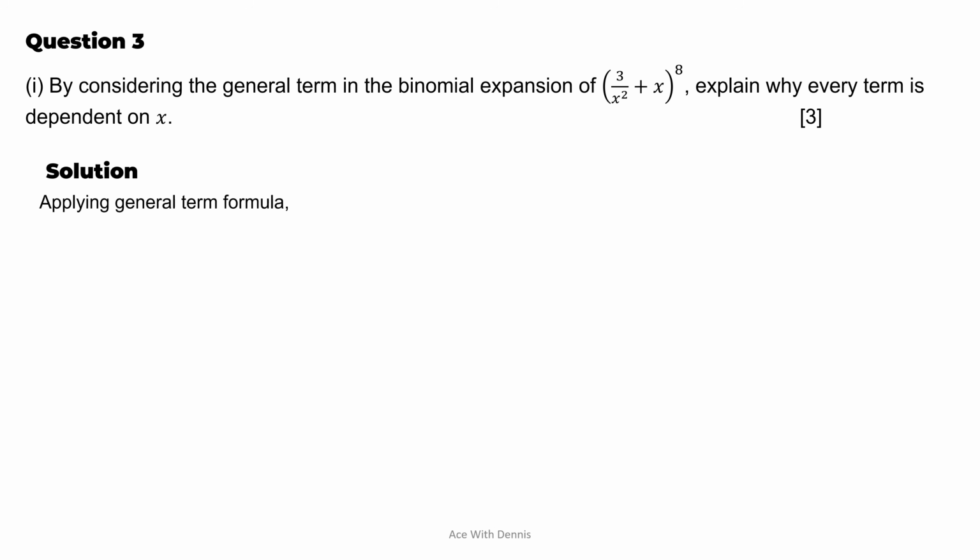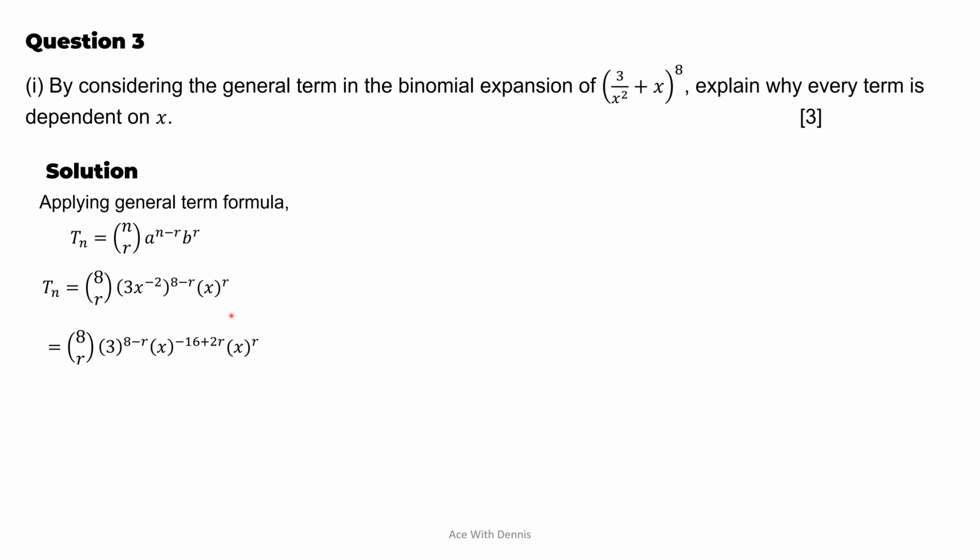First, we need to apply the general term formula, which is Tn equals nCr a to the power n minus r, b to the power r. For this case, our n is 8, the a is 3 over x squared, and the b is x. Just substitute into this formula, we get 8 choose r, (3x to the power -2) to the power 8 minus r, and the b is x to the power r.